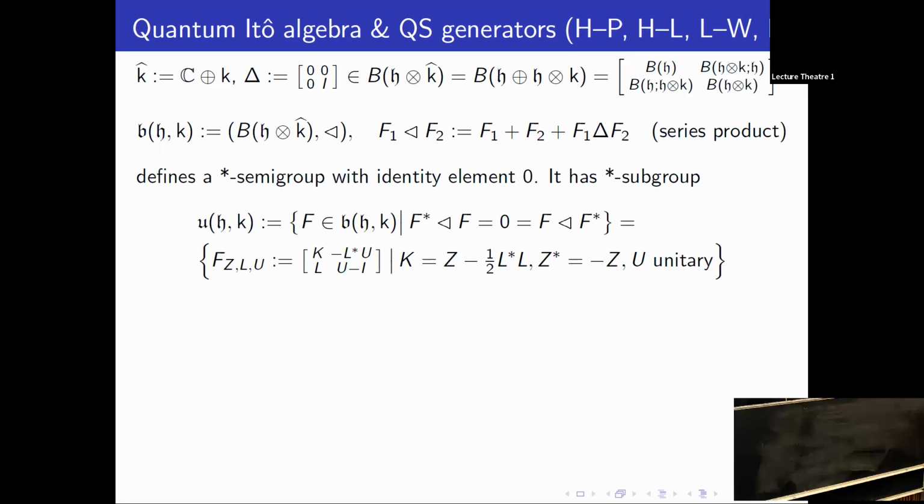L is an arbitrary column here. This is from H to H tensor A. The block in that top right is minus L star modified by this unitary. In some cases of interest, the unitary will be the identity, so that will disappear. And then the K is the dissipation coming from L minus half L star L, modified by a skew adjoint operator. So square root of minus 1 times a Hamiltonian, for instance.